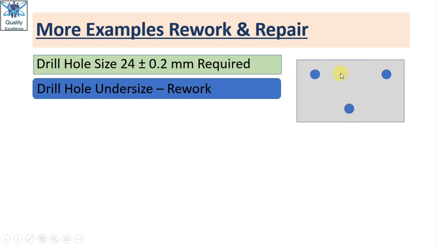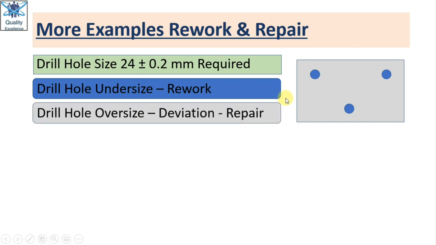So here we can rework it. We can re-drill it to the required dimension because it is undersized and we have some excess material to remove. After re-drilling, if we find the dimension within this tolerance, then that part will be conforming to the customer requirement, and that activity will be termed as a rework activity.